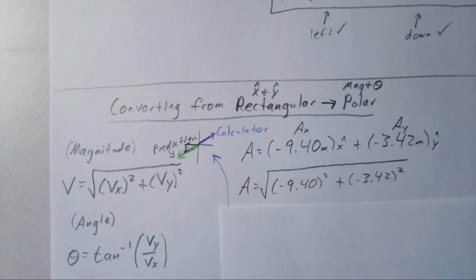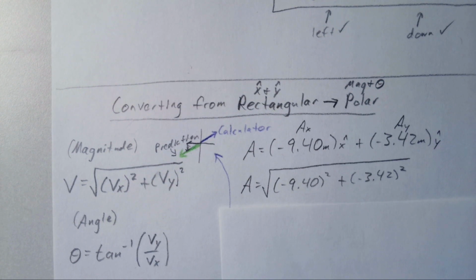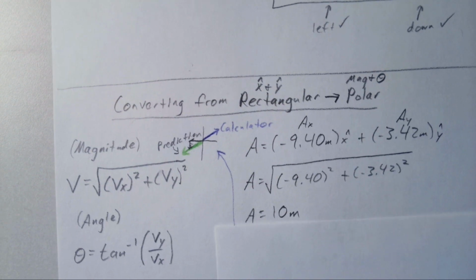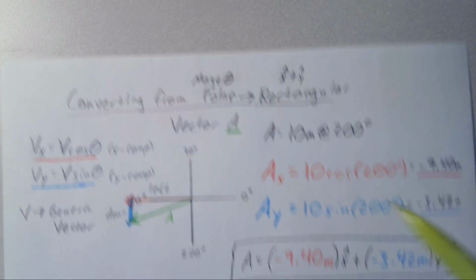So when you calculate that, I did calculate it. You get 10.001, whatever like that, because it's rounded here. But it comes out as 10 meters. Okay, there's the magnitude. Makes sense, right? That's what we had at the top.